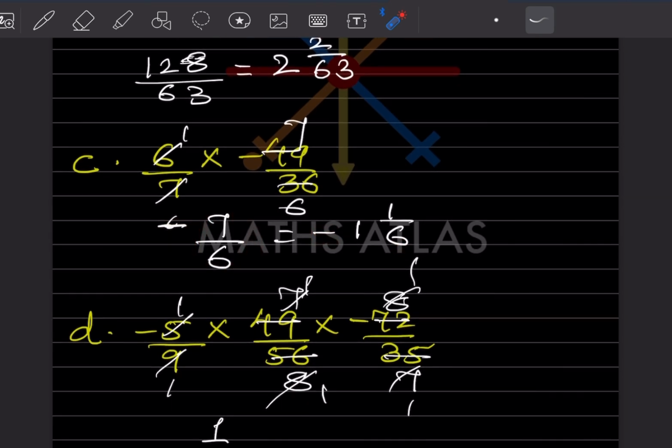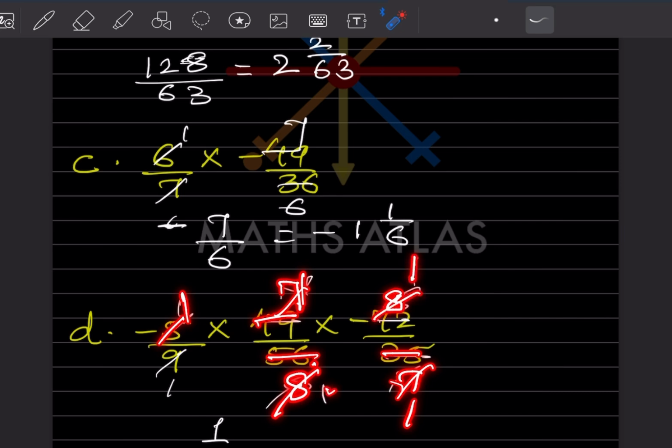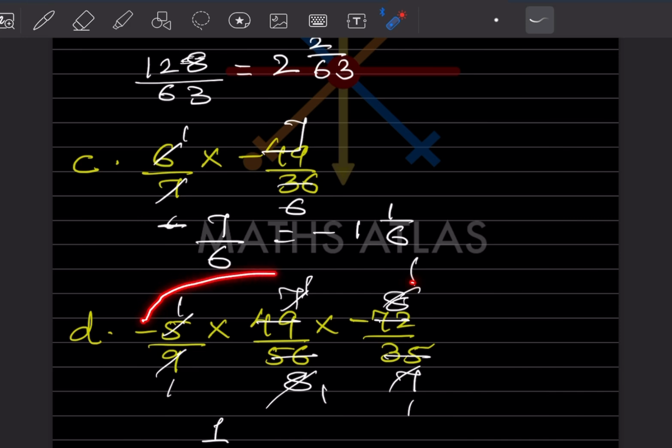Now this again, what we can do here: 9 ones are 9, 8s are 56, 5 ones are 5, 7 sevens are, and this gets cancelled. So everything gets cancelled, that is 1. But now we have to look at the sign, because this is negative, that becomes positive. So be careful with the negative signs. So this is going to be just 1.